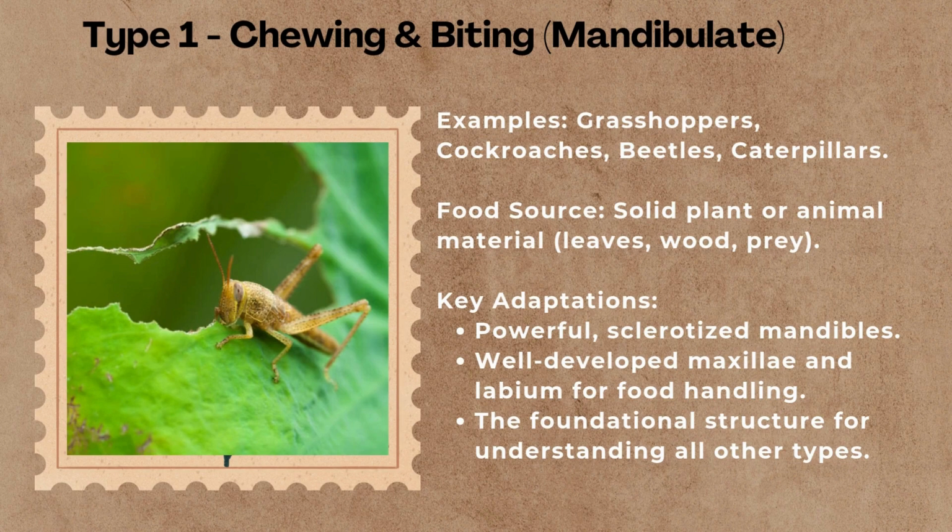The first type is chewing and biting. The first specialized type is the one most similar to the basic blueprint, the chewing and biting type. You see this in insects like grasshoppers, cockroaches and beetles. They have really strong, hardened mandibles for crushing leaves, wood or other prey. This is the foundation, and if you understand this, the other types will make a lot more sense.